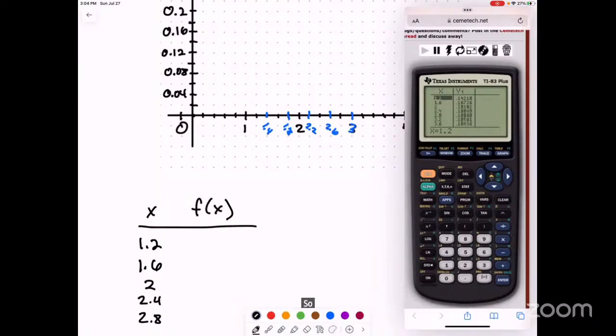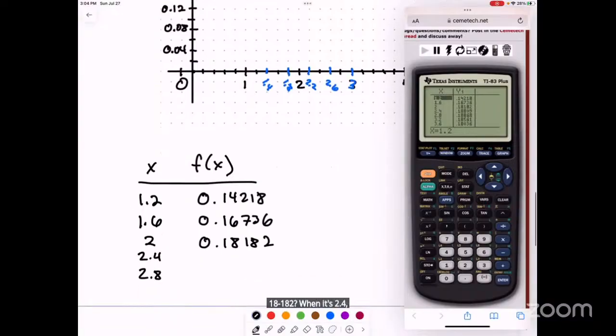So then the corresponding y, when x is 1.2, looks like we get 14.218. 1.6 gives 16.736. When it's 2, 18.182. When it's 2.4, 18.809. Okay, and then 2.8, 18.868. Okay, so we have our x's from the midpoint of each subinterval with the corresponding y.